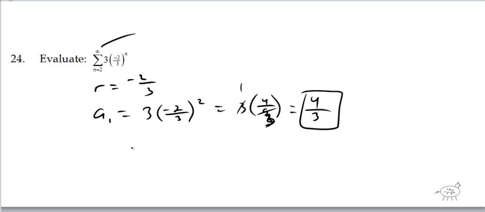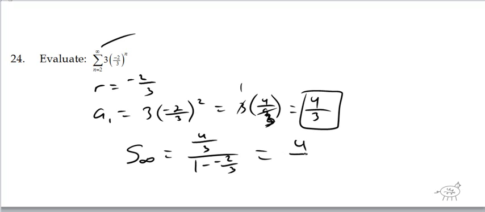And so what I'm trying to do now is I now have s sub infinity equals a sub 1, which is 4/3, over 1 minus -2/3. Okay, and you simplify that and you get 4/5. Kind of a cool little formula.